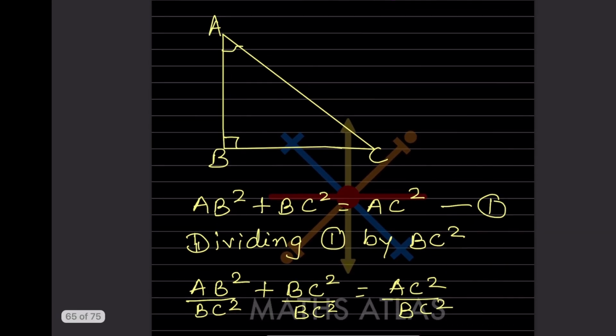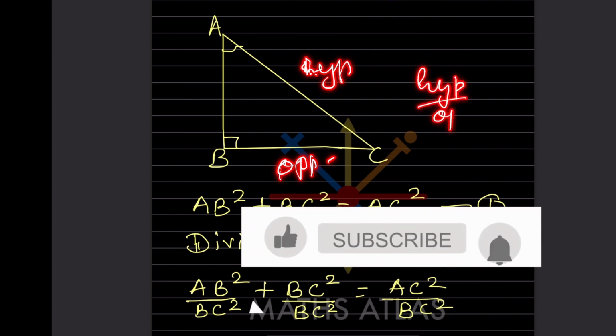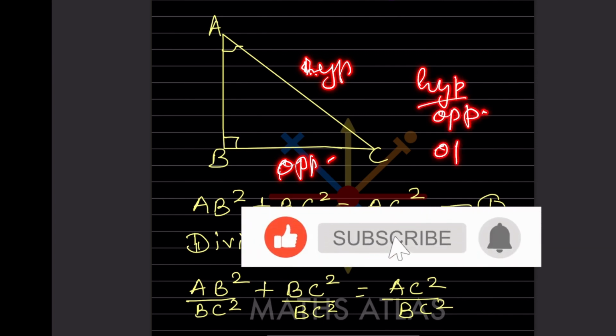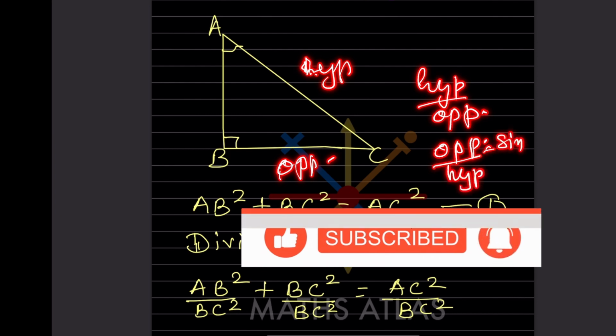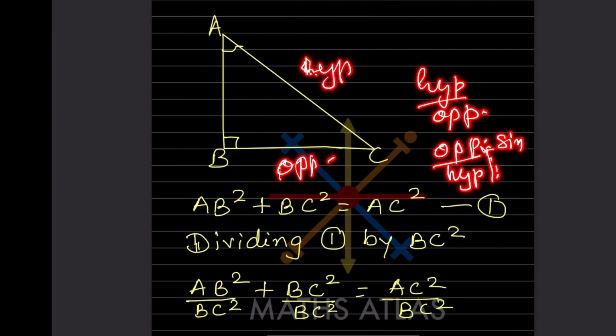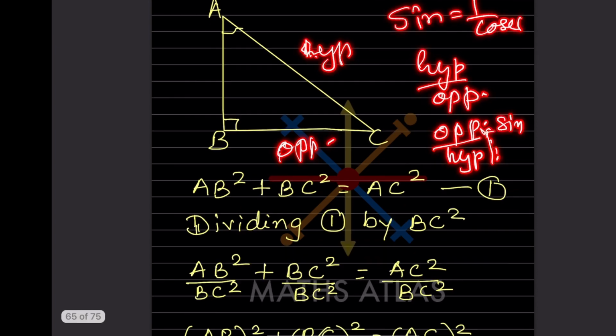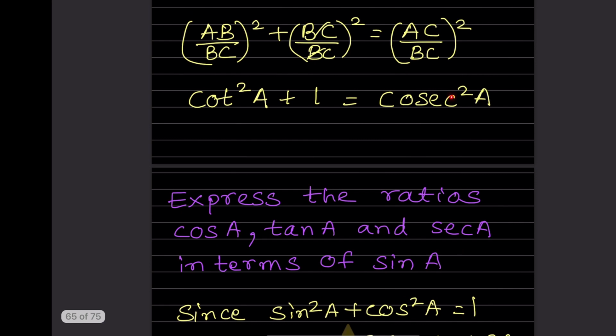And now AC by BC. AC is the hypotenuse and BC is the opposite side. So hypotenuse by opposite. You know opposite by hypotenuse is sine, so if we take the reciprocal of that, sine is 1 by cosec. Because this is squared, you will write here cosec square A.